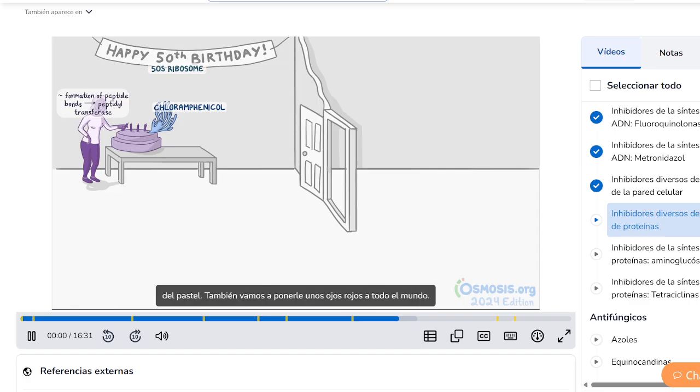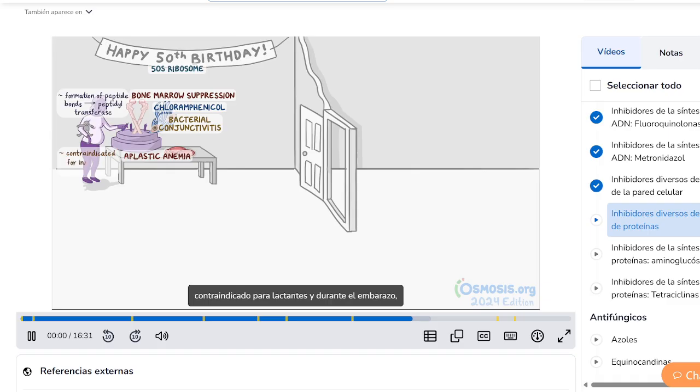Let's also put some red eyes all over the coral to help you remember that it's used topically to treat bacterial conjunctivitis. Now, to memorize the harmful side effects, let's put some broken bones sticking out of the cake for bone marrow suppression. Next to the cake are some red plastic plates that look like red blood cells, which represent aplastic anemia. So you remember this medication is contraindicated for infants, and during pregnancy, the lady is pregnant and carries a gray-colored baby doll to help you remember gray baby syndrome.